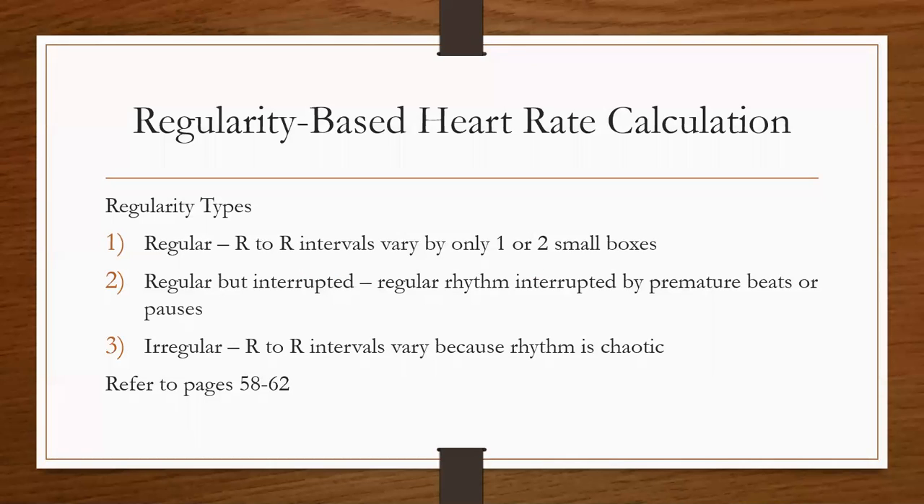Okay, so regularity-based heart rate calculation. Regularity types: number 1, regular, you're going to count your R to R intervals. They can vary by only 1 or 2 small blocks. Your regular but interrupted is your regular rhythm interrupted by premature beats or pauses. And your irregular is your R to R intervals varying because the rhythm is so chaotic.